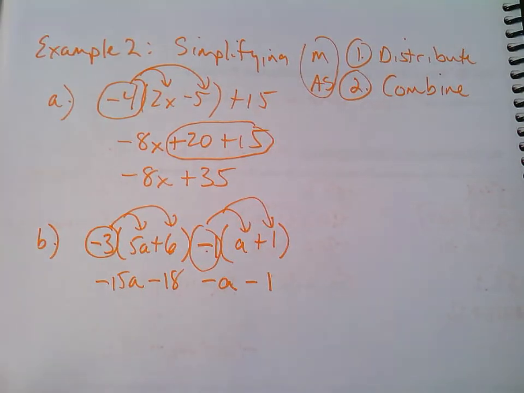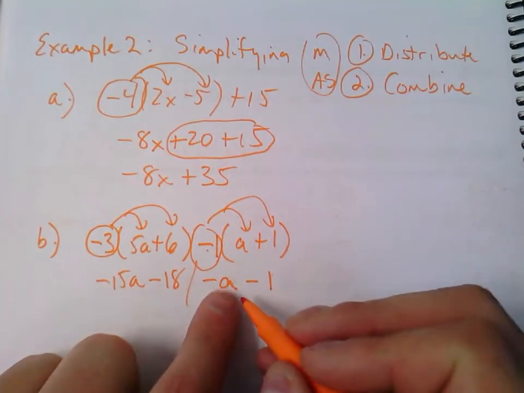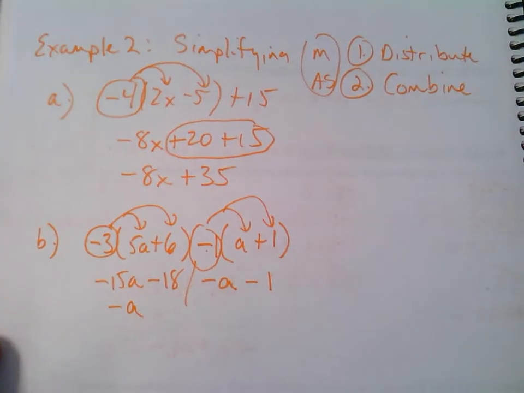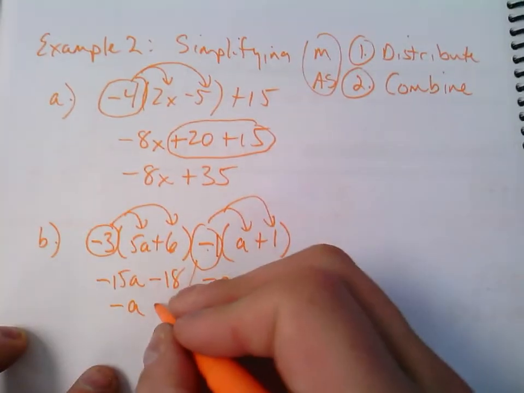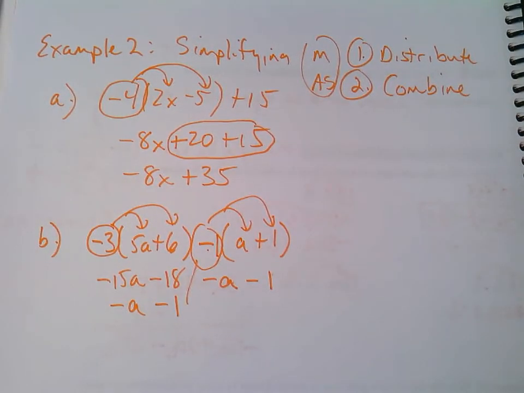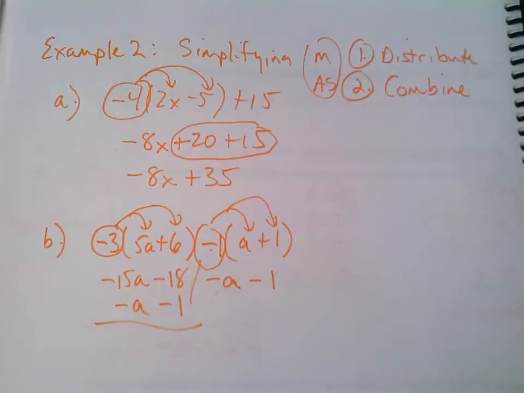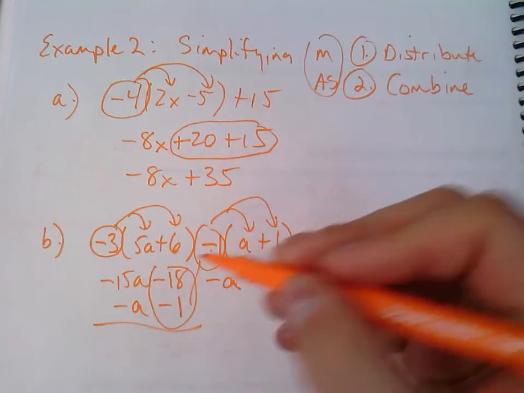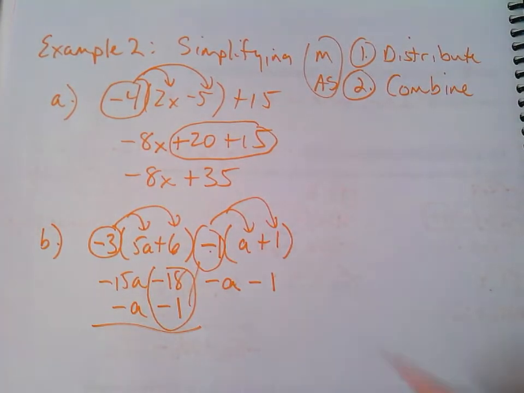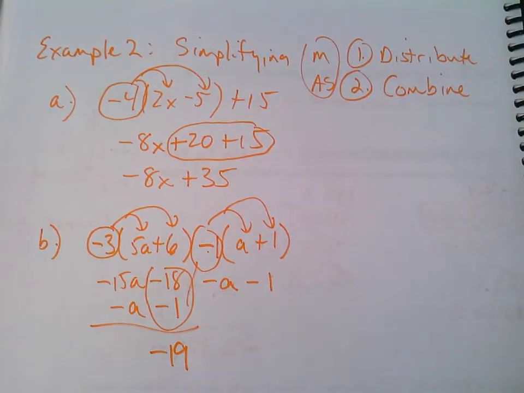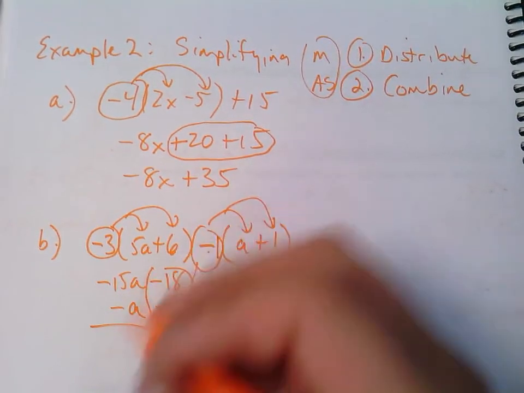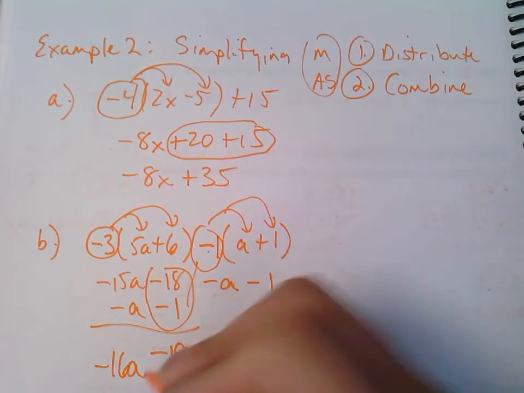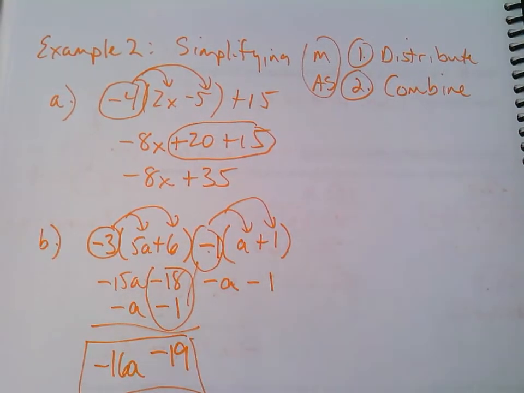Once we've distributed, now we can combine, right? So what I like to do is, why not, I can put the a's together, so why not put the negative a underneath the negative 15a, and let's put the negative 1 underneath the negative 18, and let's do this vertically, the way that you've always done math. So I'm going to go negative 18, and a minus 1 is negative 19. Okay? And a negative 15 minus 1 is negative 16. So negative 16a minus 19.